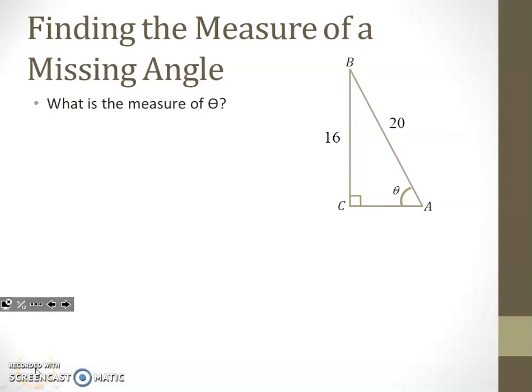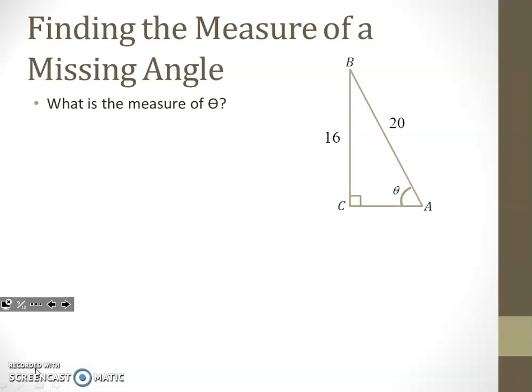Okay, we are going to go over how to find the missing angle measure. We went over our trig ratios on that last lesson. So now basically you guys are going to have a triangle, and with that triangle, they're going to give you two side lengths, which will allow you to find a missing angle that they are looking for.